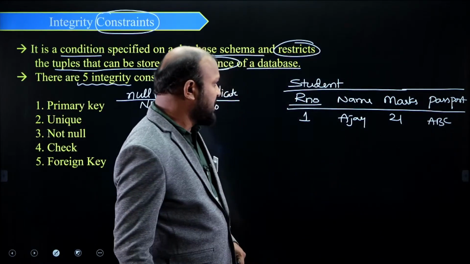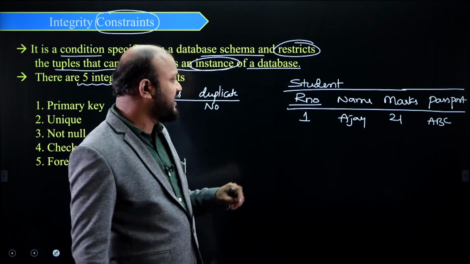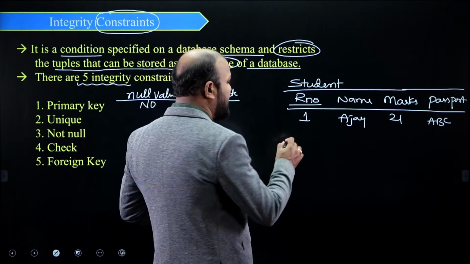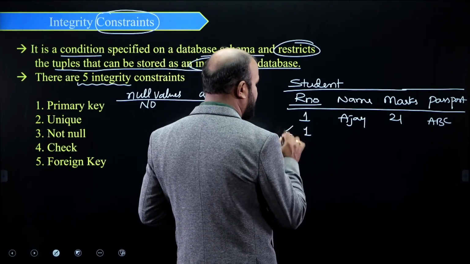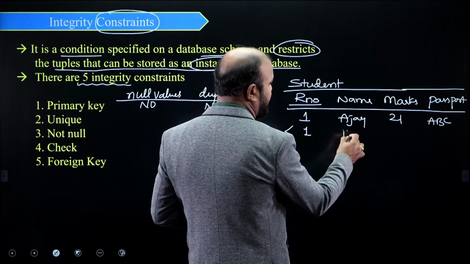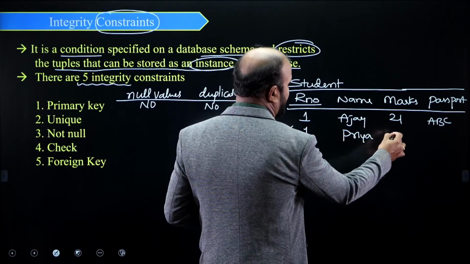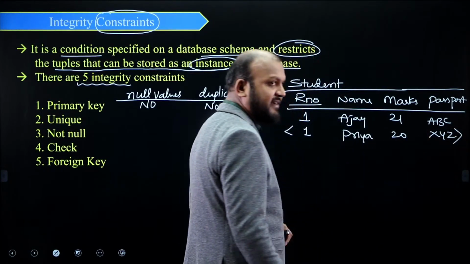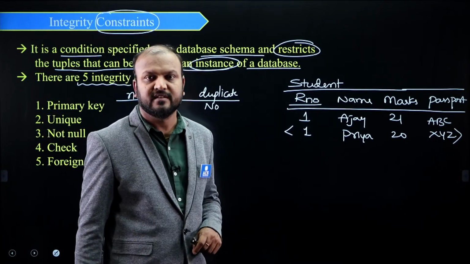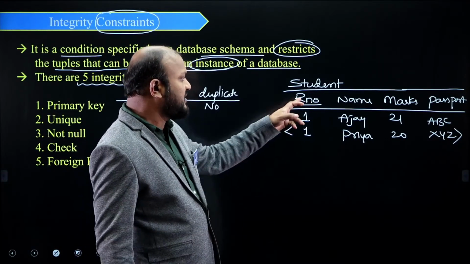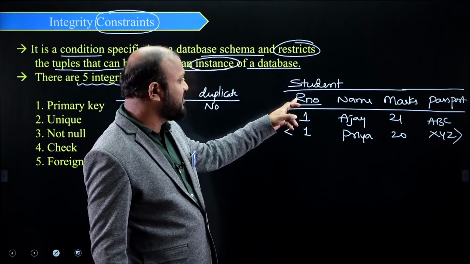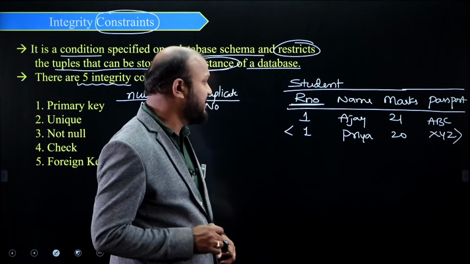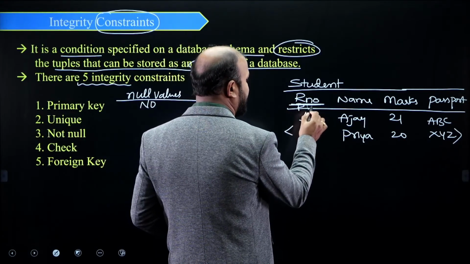Now, in this instance, the record 1 Ajay 21 ABC is already inserted. Suppose I'm trying to insert one more student with the same roll number: 1 Priya 20 XYZ. If I try to insert this record, it is going to check the constraints. Here the constraint is mentioned only on the roll number. It is mentioned as a primary key. Generally, a primary key is represented with an underline. Here I'm writing primary key.